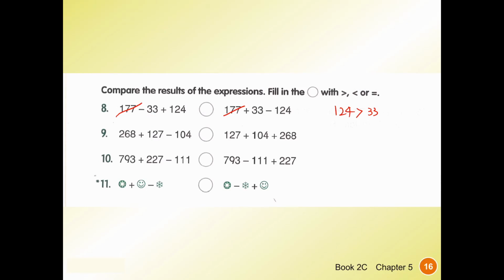For question number 9, first of all, I would like to tell you that for the very first part of an expression, think of it as having a plus sign in front. So for the left-hand side, we have the same thing. We have 268, and we also have 268 on both sides. And we also have 127 on both sides. So the only difference would be 104. On the left hand side we have a minus sign, and on the right hand side we have a plus sign. So we know right away the expression on the right is larger than the one on the left. So I'll leave question number 10 and 11 for you to work on your own.